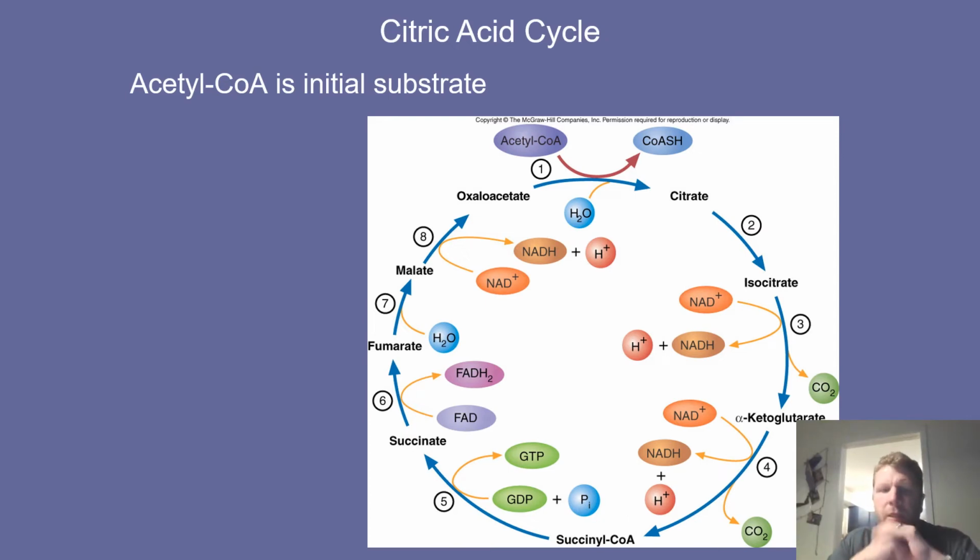Here it is. Here's the citric acid cycle. Now, appropriately, it is a cycle because everything, well, cycles through. You have neither a start nor an end. It just continues on and on and on. The initial substrate is acetyl-CoA, also known as acetyl coenzyme A, which is highlighted right here. Okay.